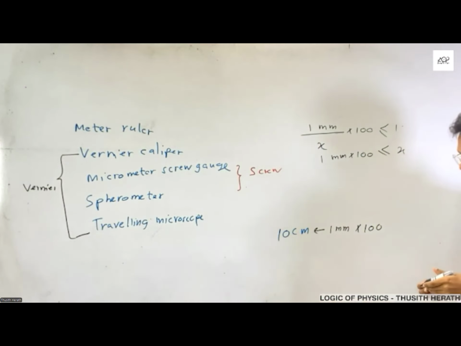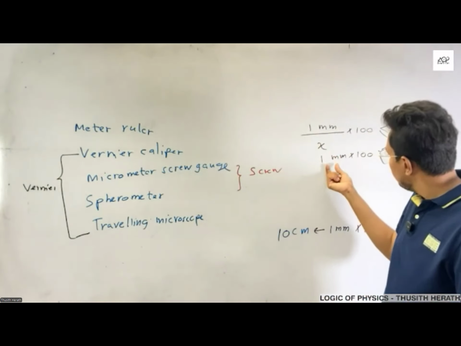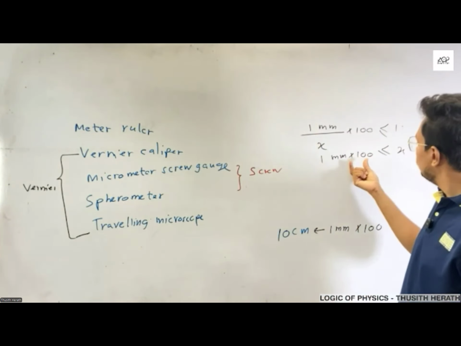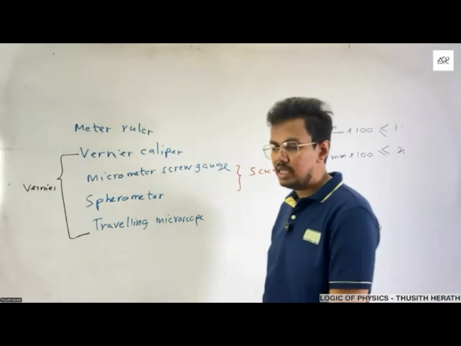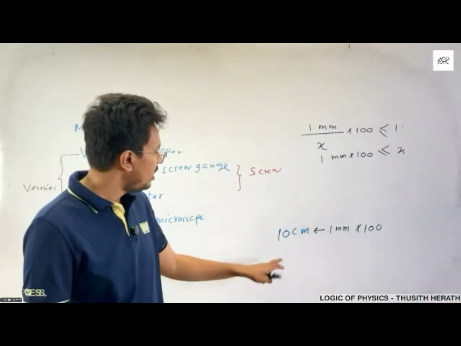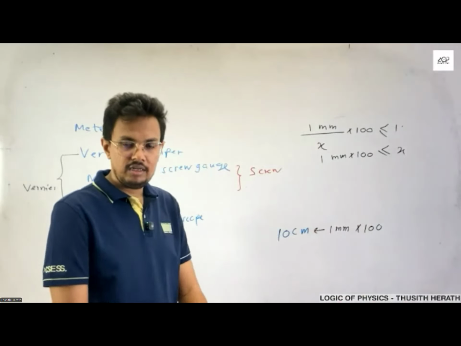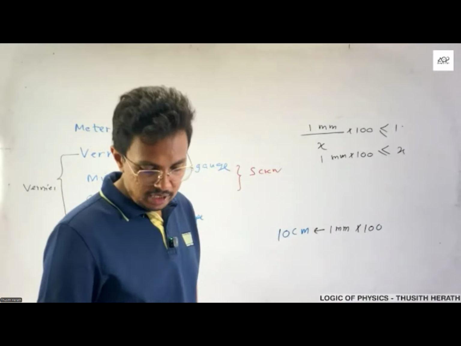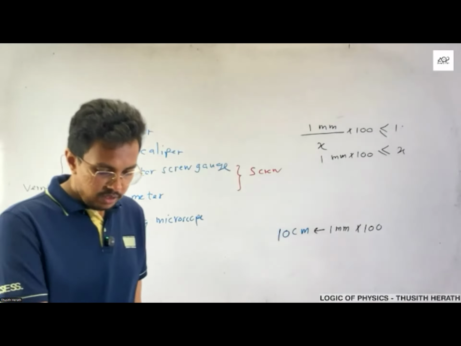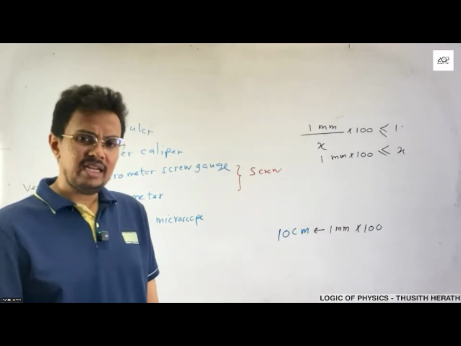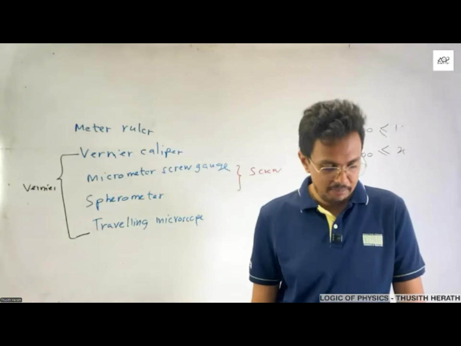So you can see a pattern here. The least count is always multiplied by 100 to get the minimum reading without exceeding the percentage error of 1%. So in front of 10 centimeters, you can write 1 millimeter into 100. Good. About the meter ruler, there is not much more content to learn because it's a very simple instrument.